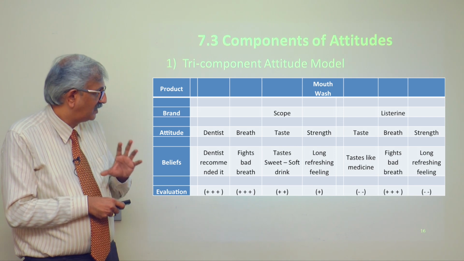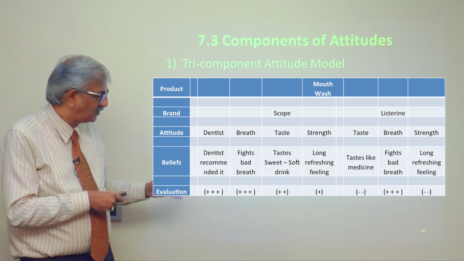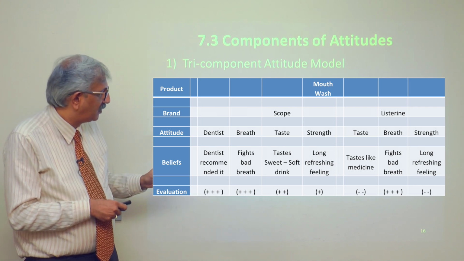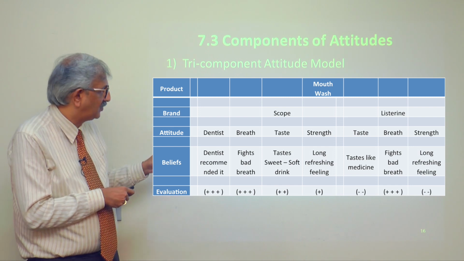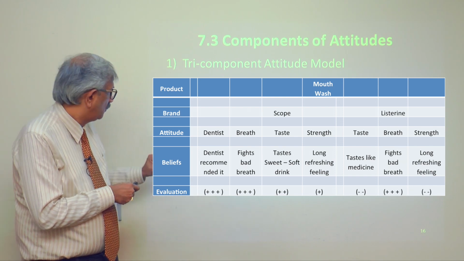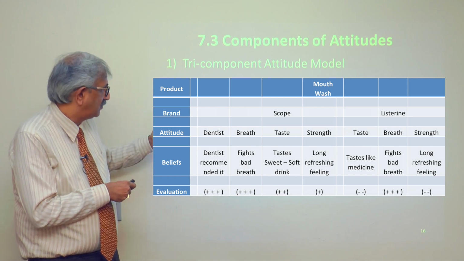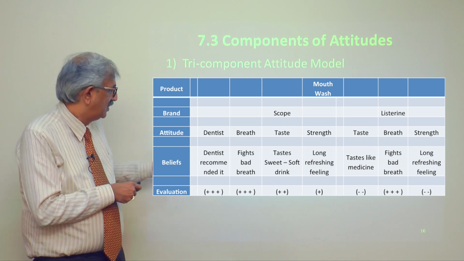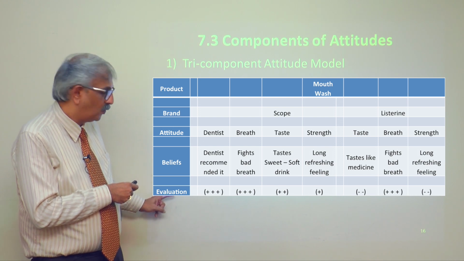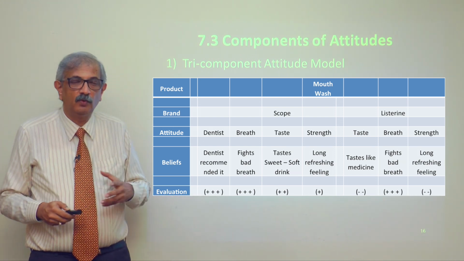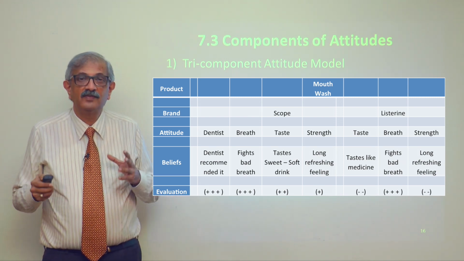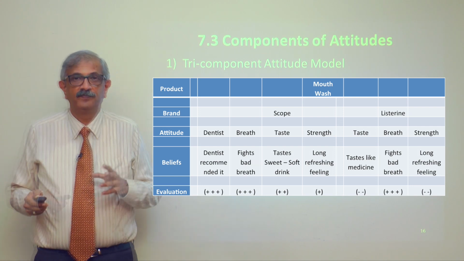So there is the first one, which is a negative. Fights bad breath, so here it's positive. Long refreshing feeling, there it has been put as negative because the same is present as a strength in the competition. This is how, when you form your evaluation, a belief comes in. This is the subject, the attitude object, which is Scope, and under that are the attitude attributes, as we spoke about. Then this is the belief that is formed. The overall evaluation then goes in favor of Scope. So it is said that attitude is favorably poised for Scope, vis-a-vis negatively poised for Listerine.